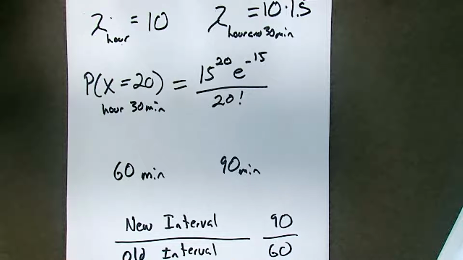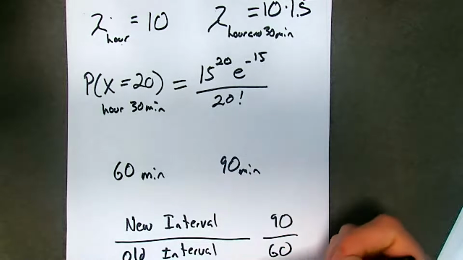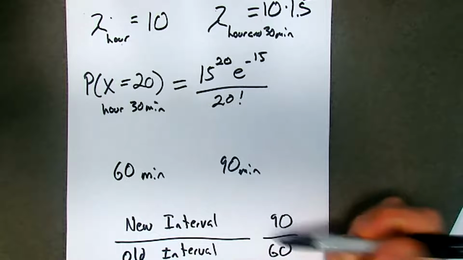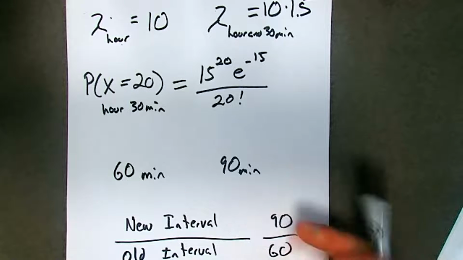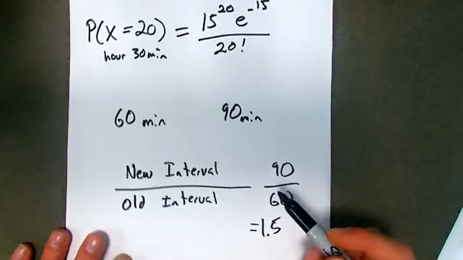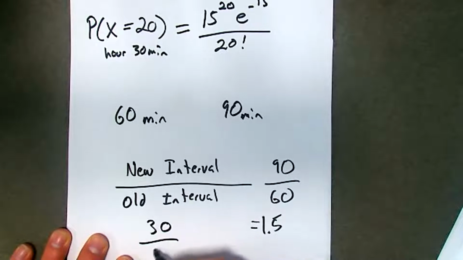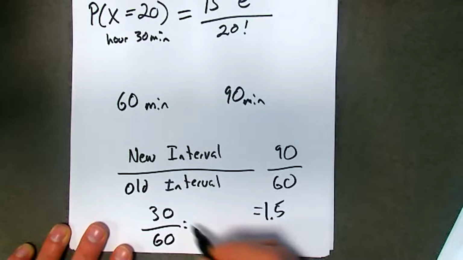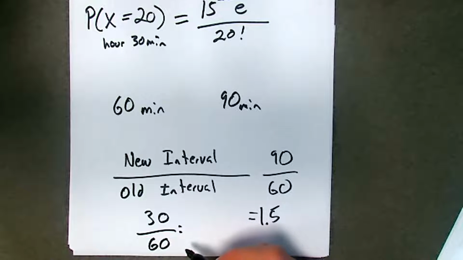And then the reverse, if I was going to a smaller time interval. This is still how I'd find my ratio: my new interval over the old. So let's say instead of an hour and 30 minutes, I wanted to go to 30 minutes. Well, then it would just be 30 over 60, and that would be my new factor.